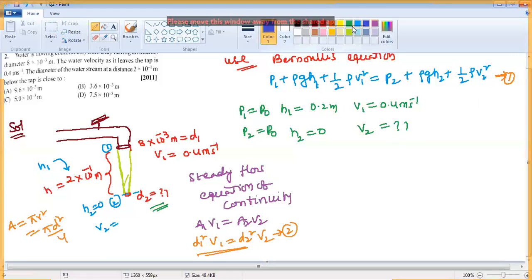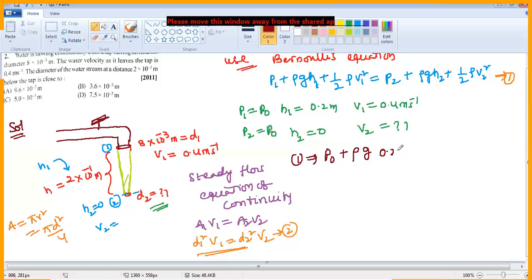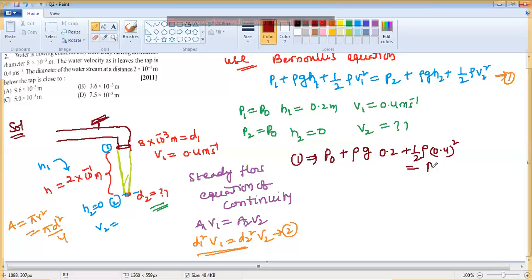Now I move to the numerical by using equation 1. Just look here. By equation 1, I substituted P1 is equal to P0 plus, let us take the density of water as rho, later we will substitute the values, G is also not given, then H1 is 0.2 meter, plus half rho V1 square, which is 0.4 whole square. That should equal P2, which is P0 plus rho G into 0, because H2 is taken as the reference point, plus half rho V2 square.